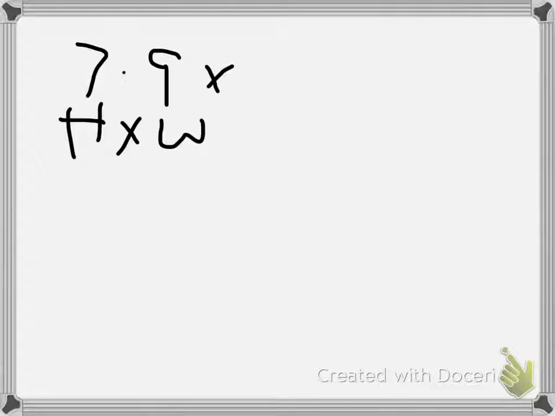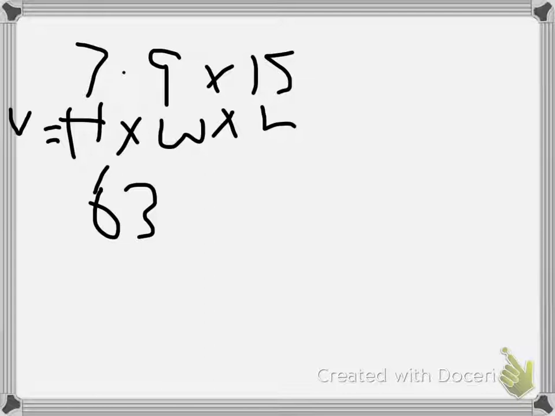And you can use any other numbers. You can use 7, and you can use 9 if your height is 7 and your width is 9 and your length is 15, if you wanted to choose that size box. So 7 times 9 is 63, and then times 15.